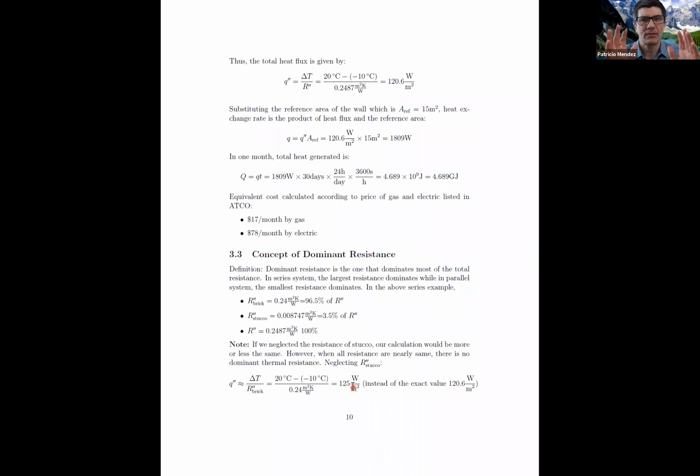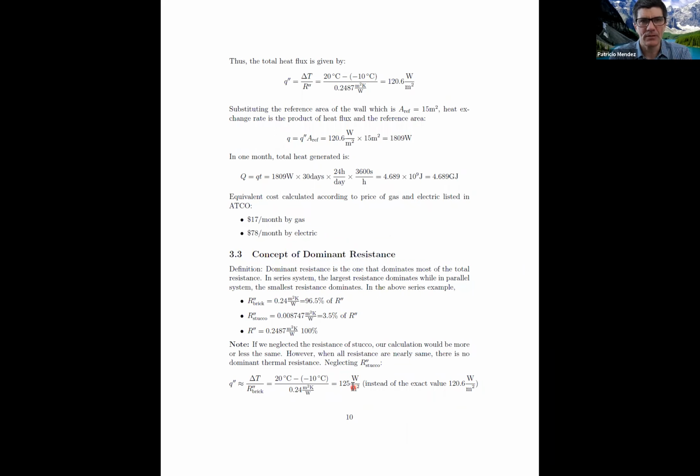If the wall is, as we discussed, brick dominates. If the wall was made out of stucco with a thin veneer of brick, we would say we have stucco being dominant. And if the stucco and the brick were more or less the same resistance, then we would say that's an intermediate regime. This was the case for series resistances. The bigger one is the one that dominates.